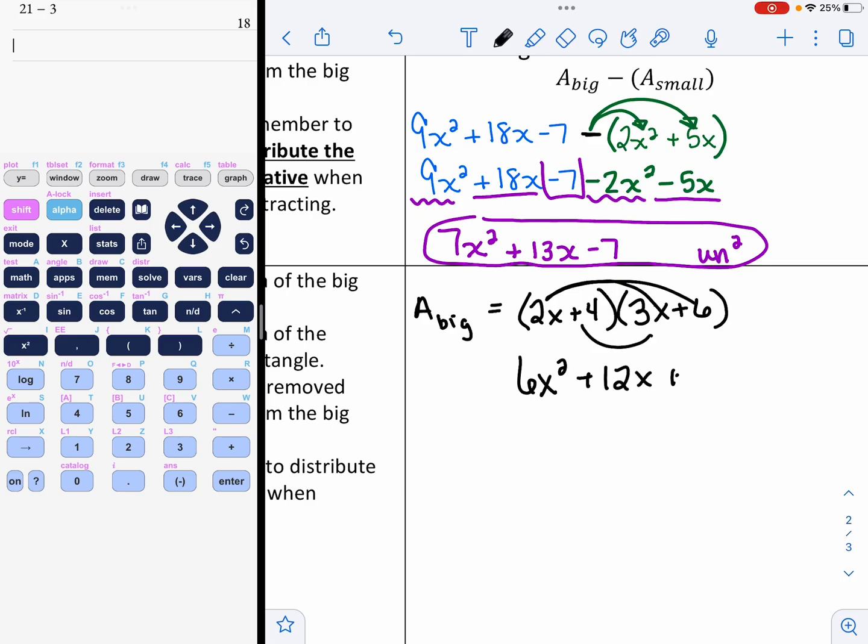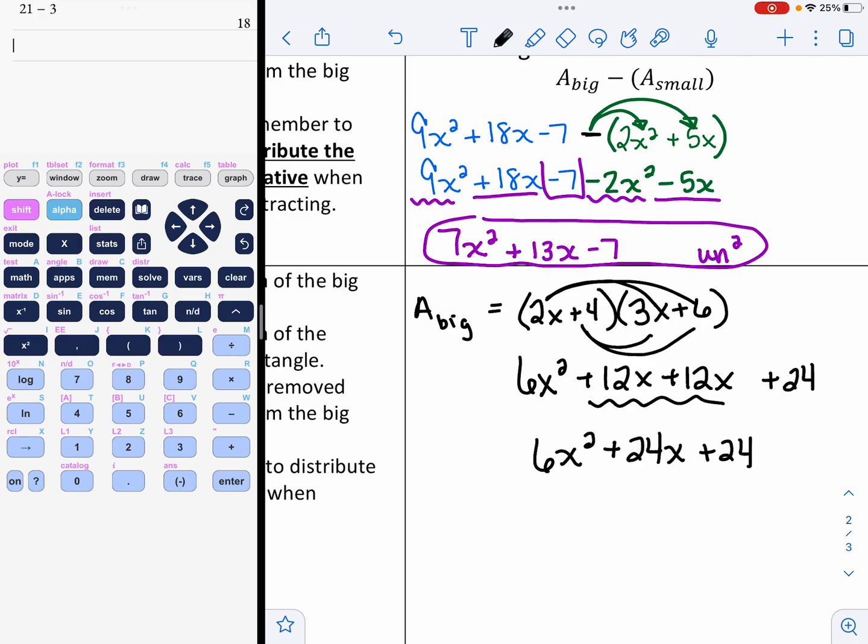4 times 3x is 12x. And 4 times 6 is 24. Everything's positive. It made our life really easy. Now we have to combine these. So we have 6x squared, and 12 and 12 makes a 24, and then the extra 24 in the end.